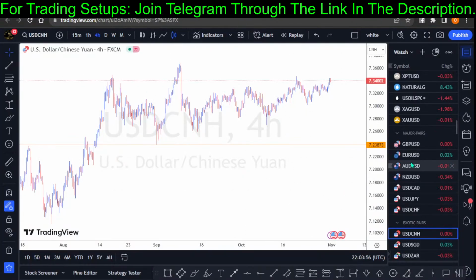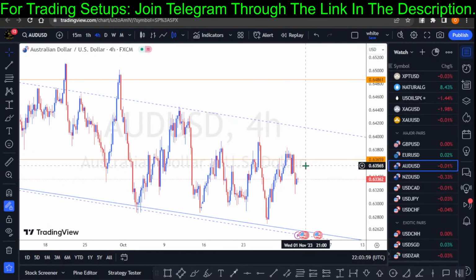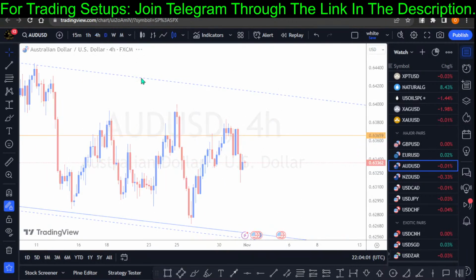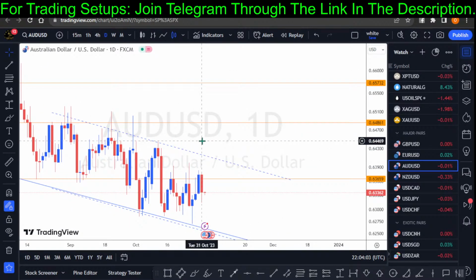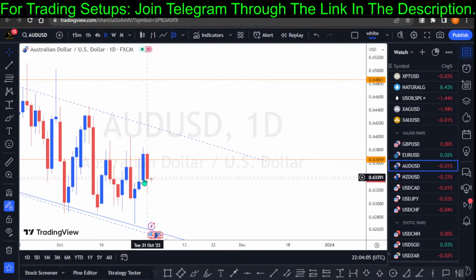So on Monday, let's look for Australian dollar currency pairs. This is what we have on Monday. You can see what happened: the Australian dollar currency pairs spiked up. It moved up in a bullish direction because the news was positive.